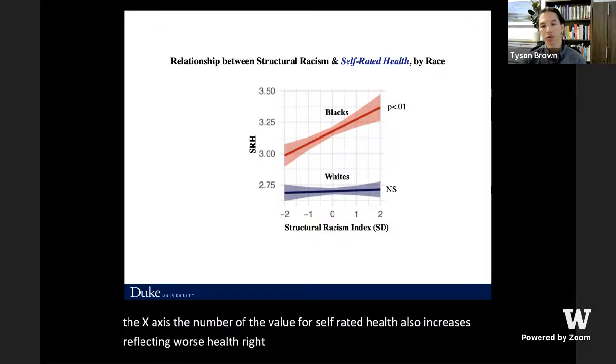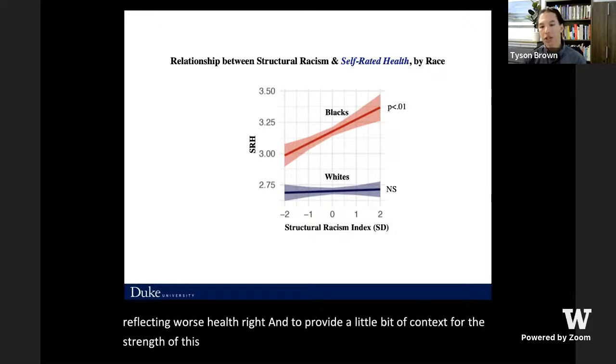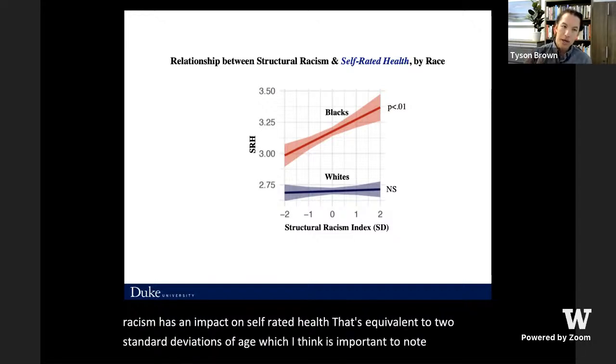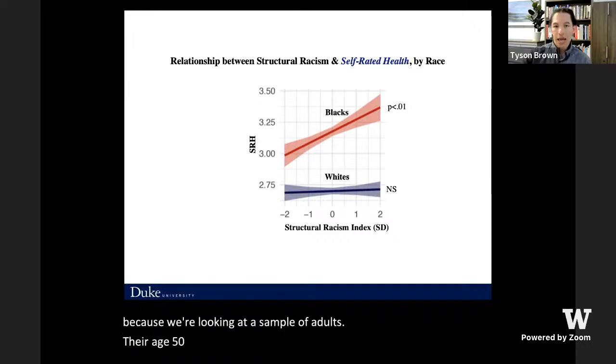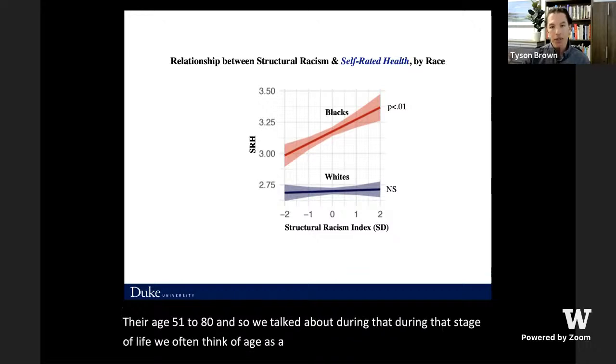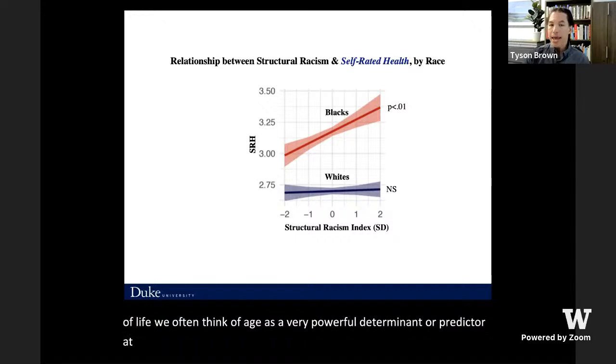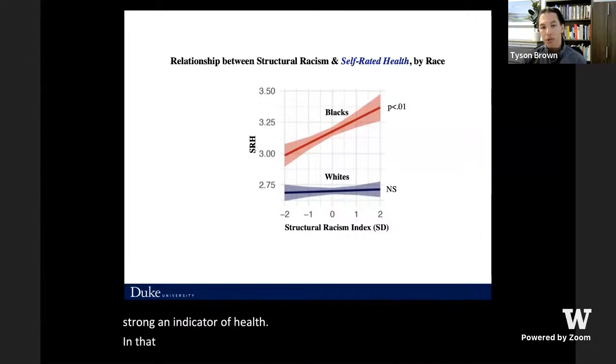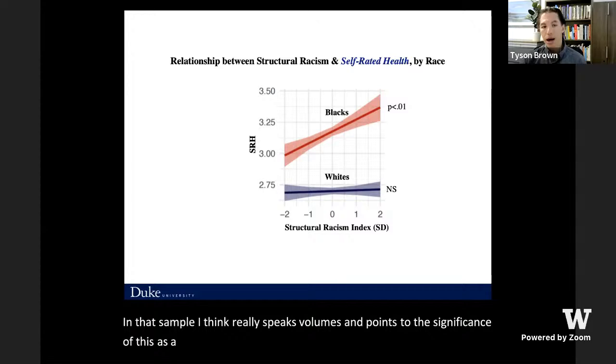And to provide a little bit of context for the strength of this association, a 1 standard deviation increase in structural racism has an impact on self-rated health that's equivalent to 2 standard deviations of age, which I think is important to note because we're looking at a sample of adults aged 51 to 80. And during that stage of life, we often think of age as a very powerful determinant, or predictor at least, of health. And the fact that structural racism is perhaps twice as strong an indicator of health in that sample, I think really speaks volumes and points to the significance of this as a social determinant of health. And so, a rather robust relationship between structural racism and health among Black people.